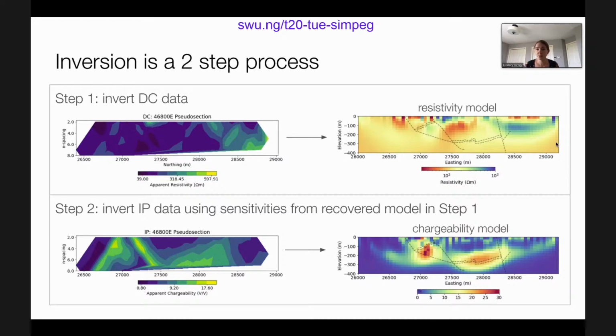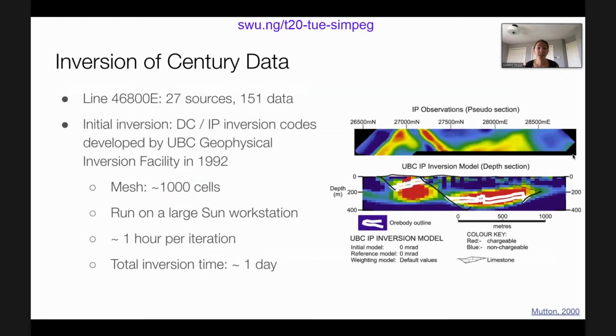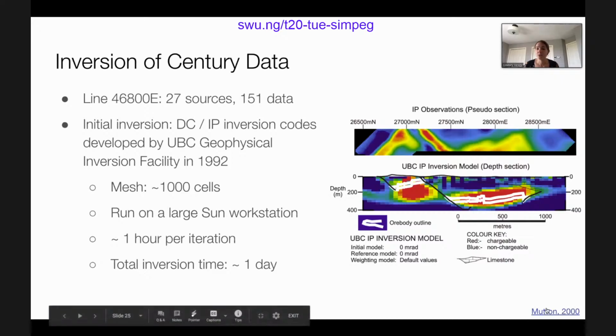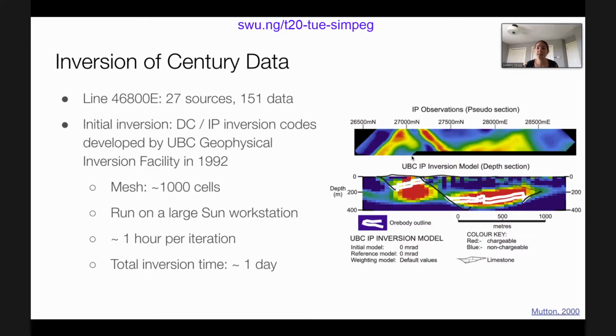And these results here that we're looking at are from the UBC inversion that was run 20 years ago. So let's walk through how those results were originally obtained. The image that you will see on the right is published in the Mutton paper. This was the original inversion and original image of the IP data on the line that we'll be working with. So you'll see this number quite a bit as we go through the notebooks. That's the line that we're going to work with.